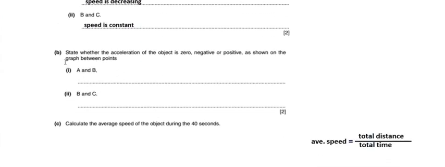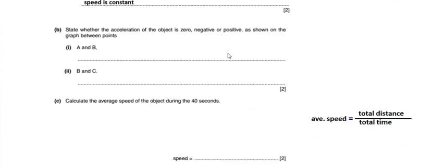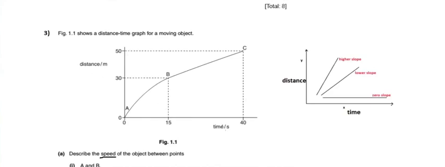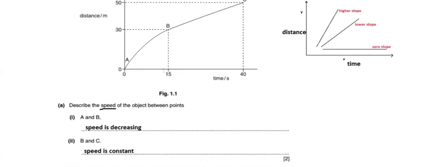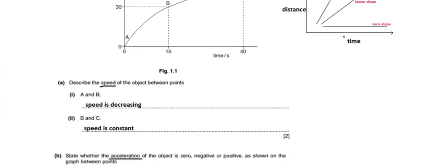Now the part B of the question: state whether the acceleration of the object is zero, negative or positive as shown on the graph between the points. So here we need to tell about the nature of the acceleration between A and B and B and C. The very important point is that they are asking about the acceleration, and the graph given is a distance time graph. The slope of this kind of graph will only give us the idea about the speed, not about the acceleration directly.